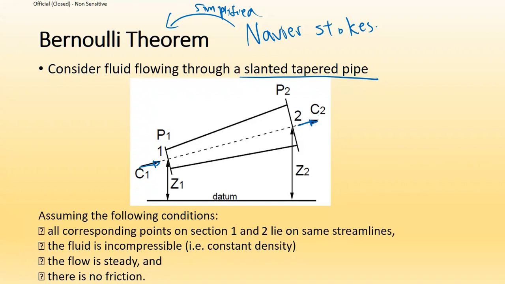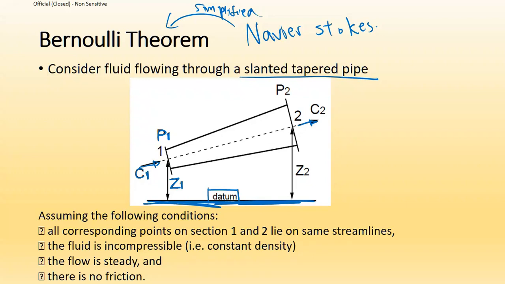Okay, for point 1, there are a few parameters we need to take note of. There's your pressure at 1, P1, C1, and Z1. P1 is the pressure at 1, C1 is the velocity at 1, and Z1 is the height at 1 with respect to something we call the reference line, or professionally, the datum.